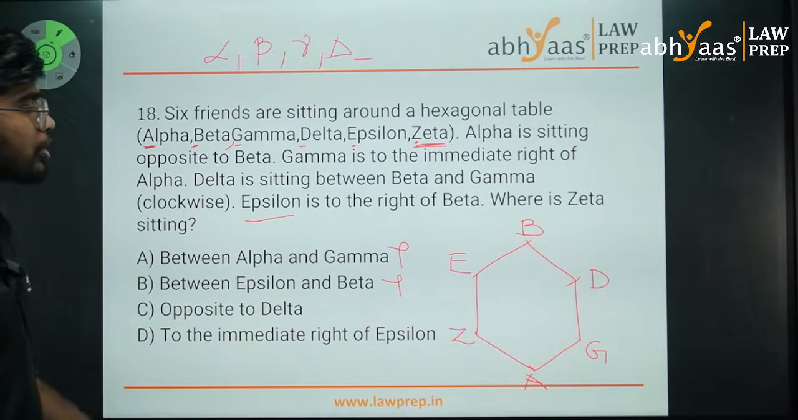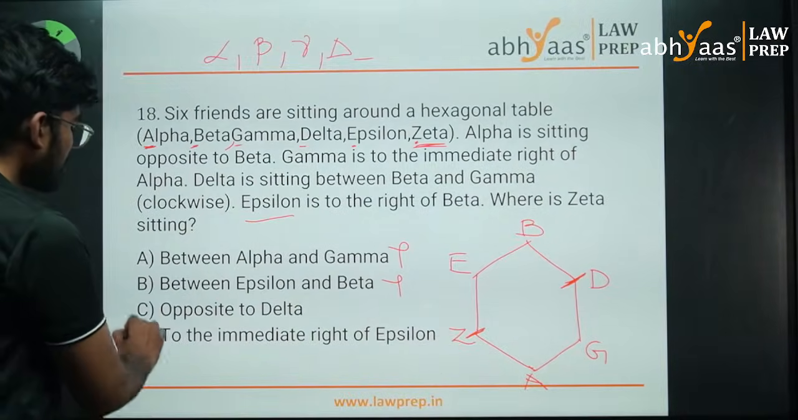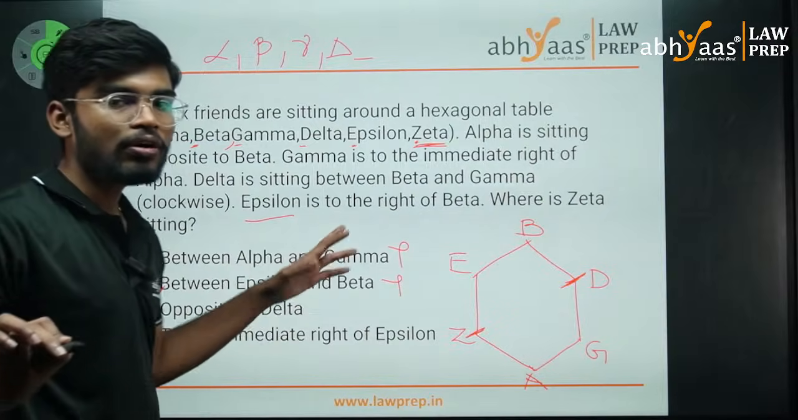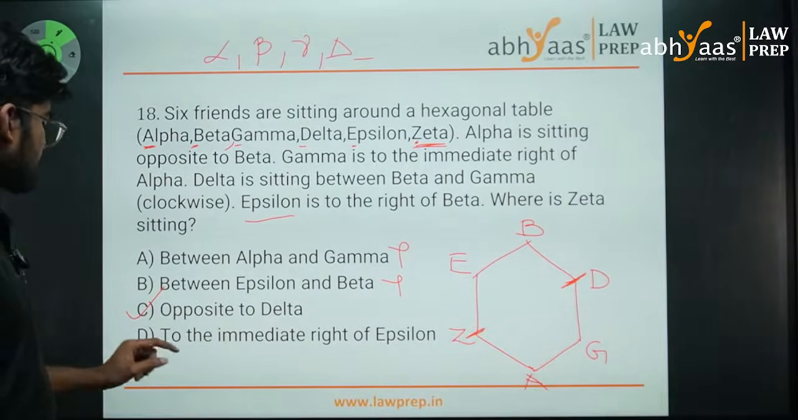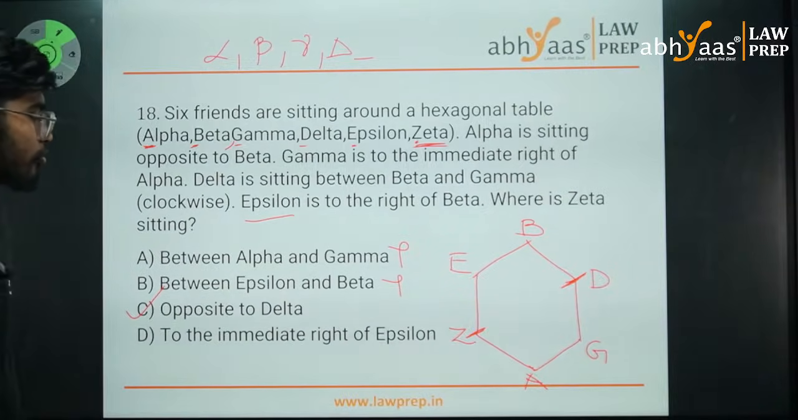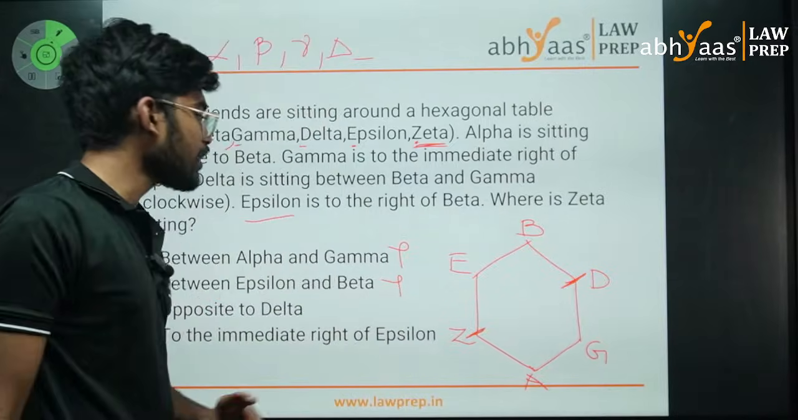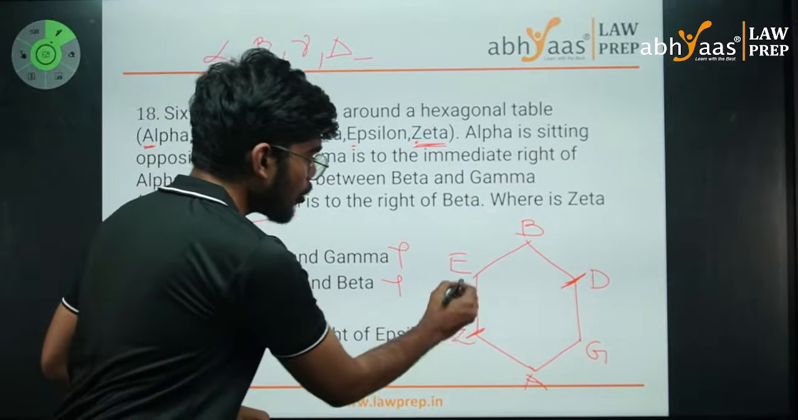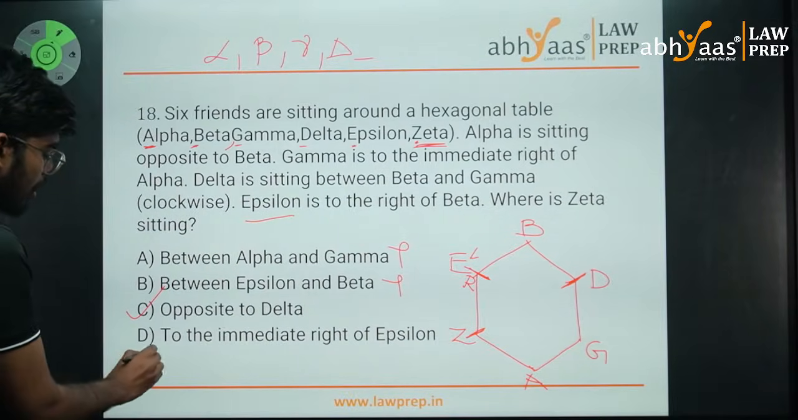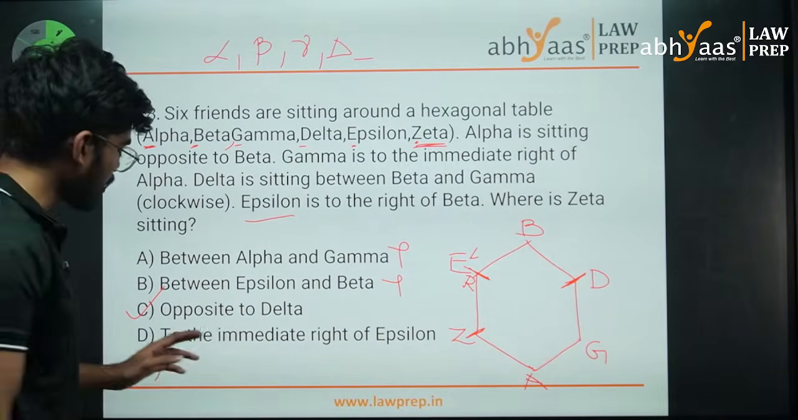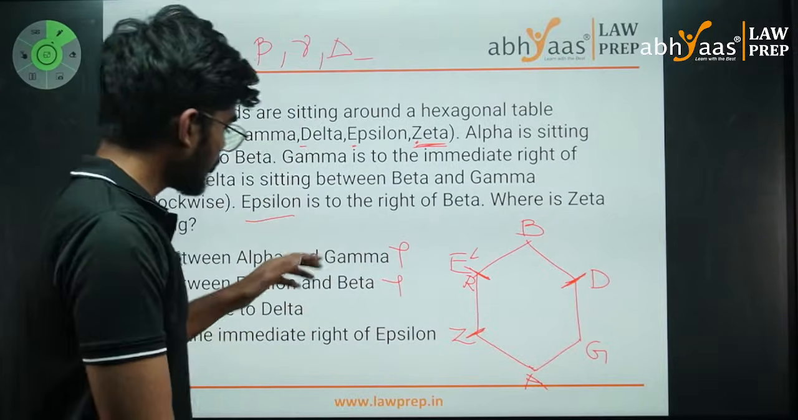Next, opposite to D. Yes, right. Zeta is exactly opposite to D. So this is the right option. You can stop here without going to option D. But for your understanding, I'll explain option D as well. To the immediate right of epsilon. Where is zeta sitting? To the immediate right of epsilon. For now, this is correct because for epsilon, this is right and this is left. And if they mention option A, it is not exactly option A, this is also right for now. In the exam, there will be only one possible answer. I just mentioned this to confuse you.